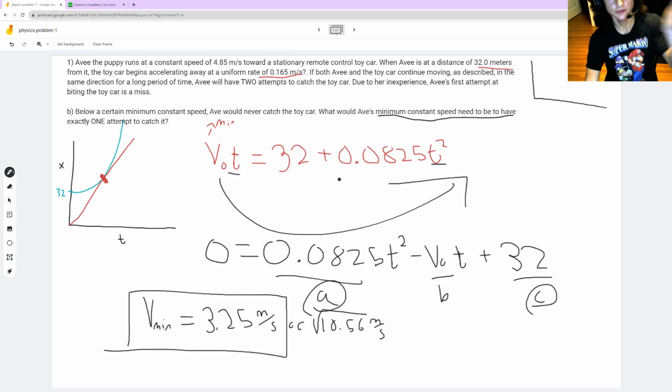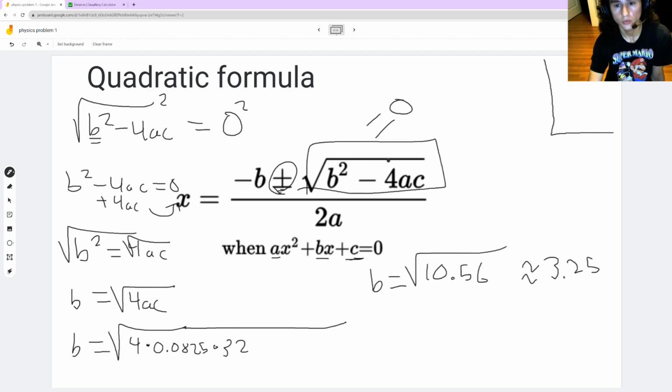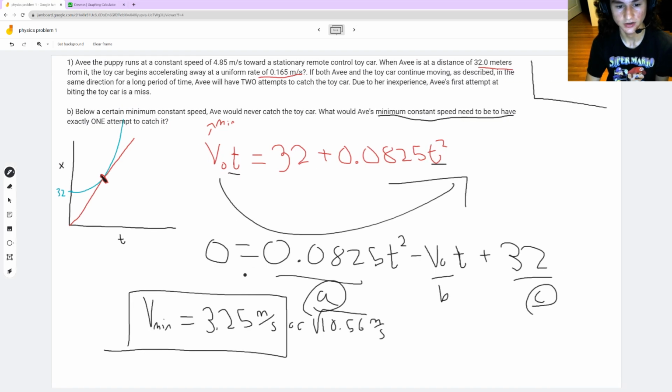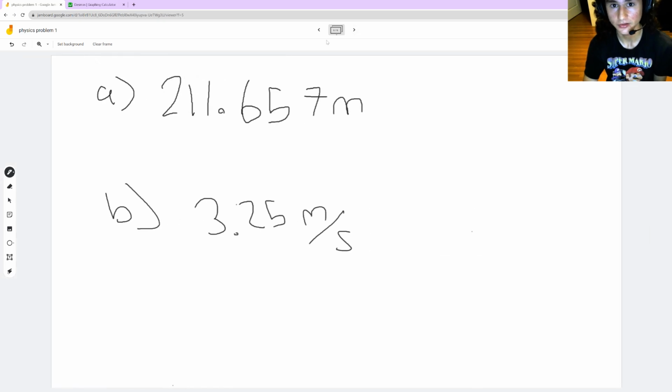And then, in this problem, we were asked to find the minimum constant speed, so we wanted to find where one root was. We used the quadratic formula to find where the root of this is equal to 0, and where that is equal to 0, that means it's plus or minus 0, so there's only going to be one root. So then we solved for a b value, which was the same as the initial velocity, which ended up being 3.25 meters per second. So that concludes this video.